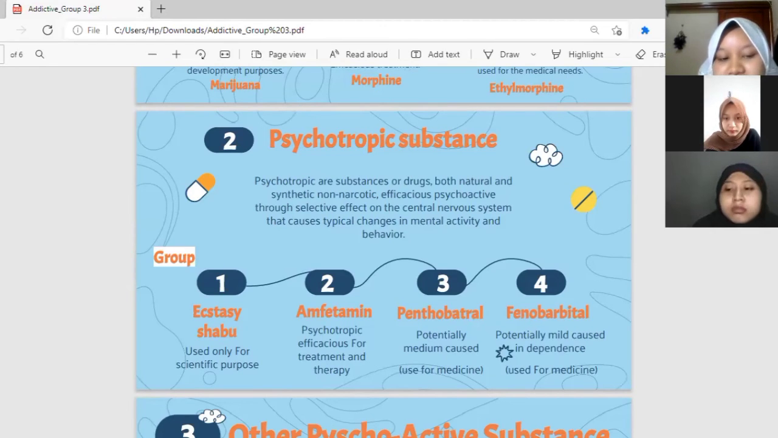The first group, for example, is ecstasy and shabu. The first group is only used for scientific purposes, and for the second group, an example is amphetamine, which is efficacious for treatment and therapy. And the third is potentially medium-cause dependence. It is used for medicine, and the example is pentobarbital. And the last, the example is phenobarbital. It is potentially mild-cause dependence, so it can be used for medicine.